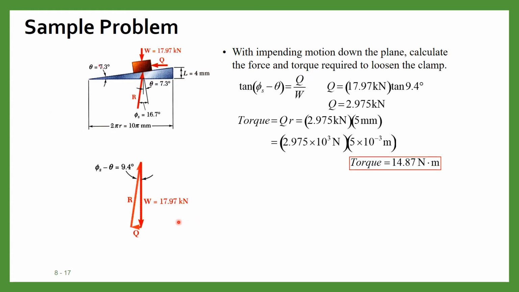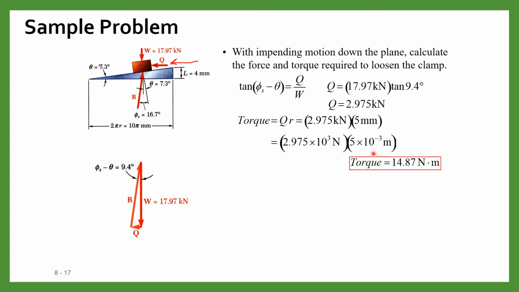Now for calculating the force to loosen up the screw, this time we assume the Q in this direction because you need Q in this direction to loosen. So again we will make the force triangle. So W, and this time Q will be in this direction and R will be in this direction. So now tan of phi s minus theta will be Q by W, and then Q comes out to be 2.975 kilonewton, and torque you can calculate by multiplying the R. That will be equal to 14.87 Newton meter.